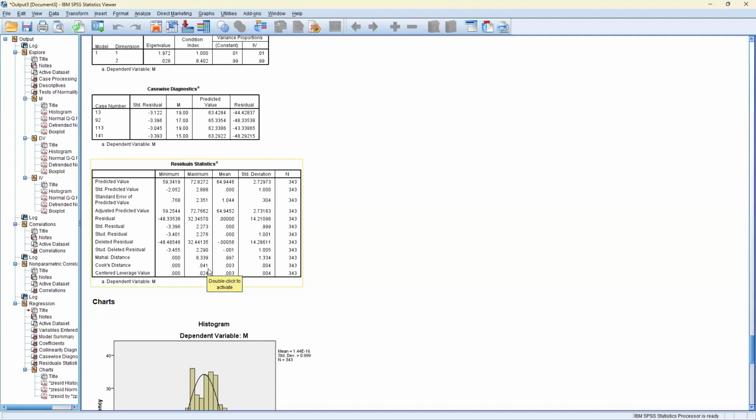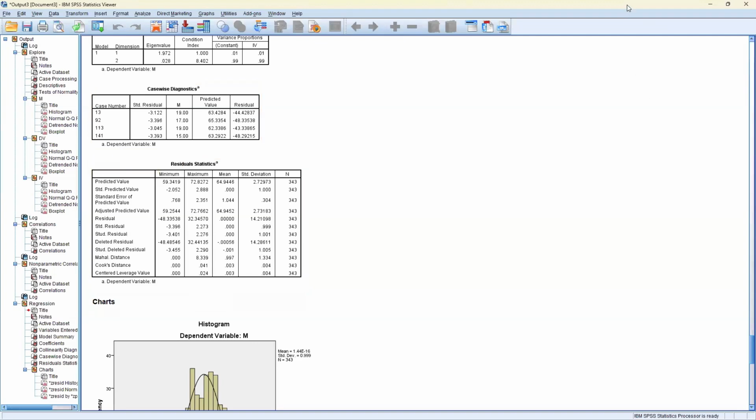We need to see the maximum Cook's distance that our data has. That means that the highest Cook's distance that a participant has is 0.04. As long as this maximum number is less than 1, that means that we have no participant who is an influential outlier for this regression model. That means that although we had 4 participants with outlier data, none of them has a Cook's distance more than 1. The Cook's distance is still less than 1.